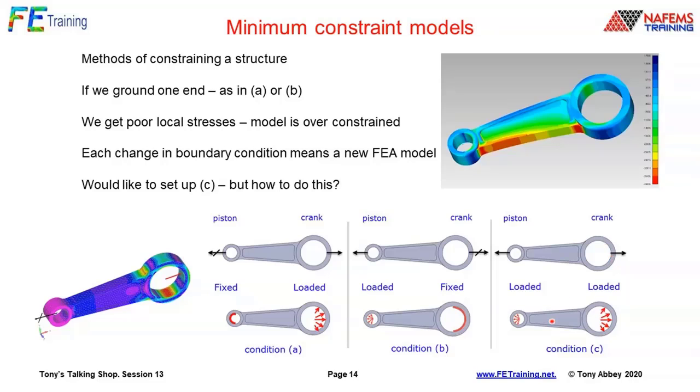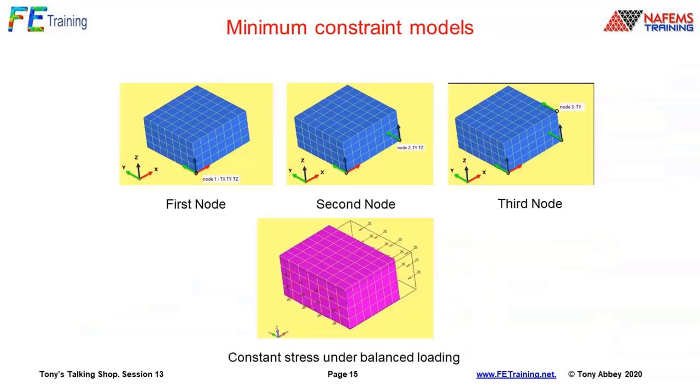We'd like to do condition C, and we'd like to do lots of them depending on the particular inertial load state, or let's say part of it, as we go through the complete 720 power cycle of a conrod. We'd like to do these as not different models, but different load cases. And you can actually do this. There's a method called the minimum constraint method, and for those of you not familiar with it, it's called the 3-2-1 method.